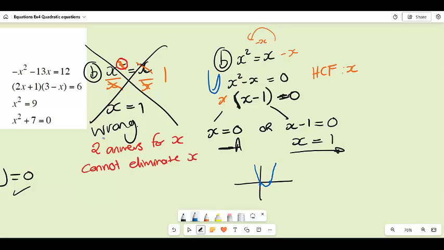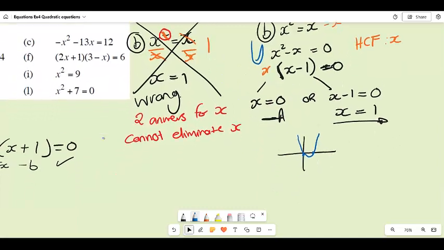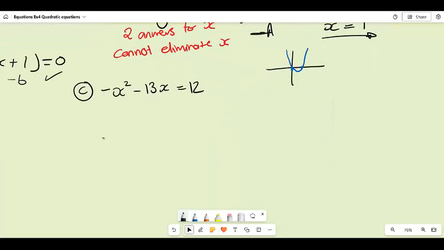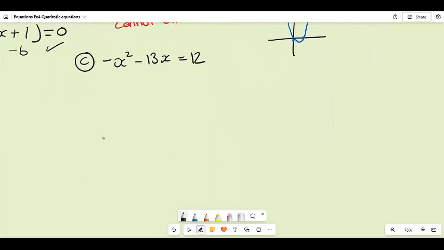Okay, let's do question C. Question C says negative x squared minus 13x is equal to 12. Okay, we've got options here. I'm going to do both so that you can see what they look like. Option number 1 is to take everything to the left hand side, which is what most of you like to do because you've been programmed to do that.